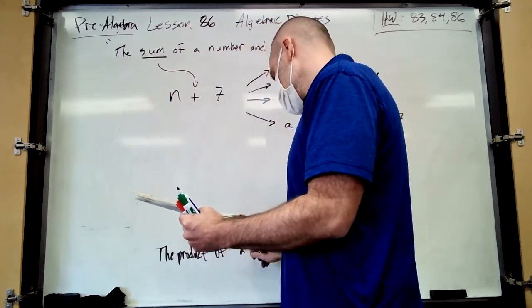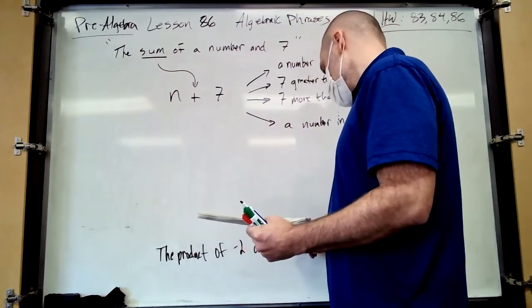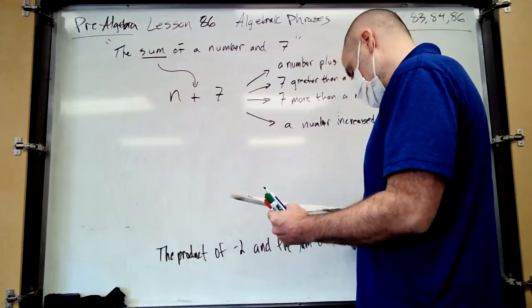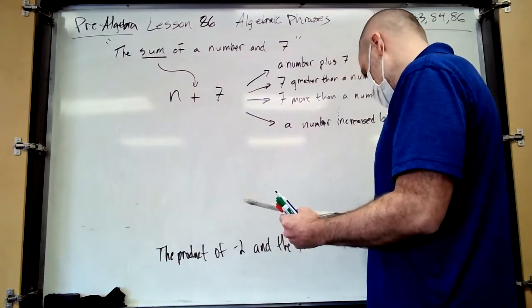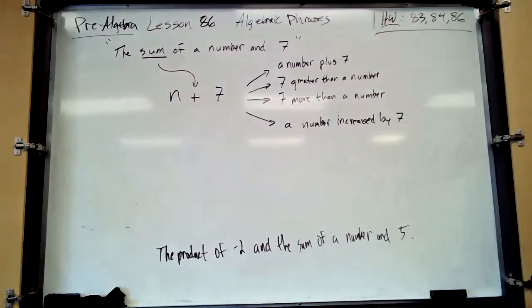-2. Oh, come on. Why a negative? No. The sum of a number and 5. What is the product again? Is it product? We'll get to that.